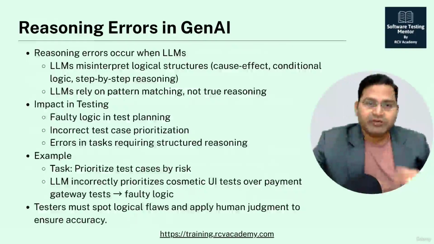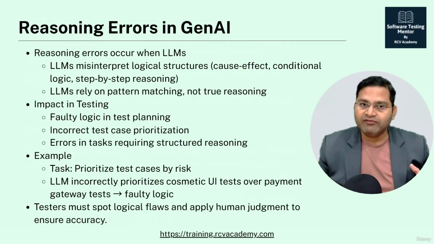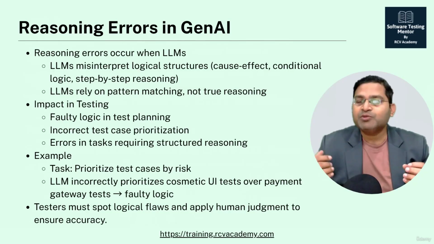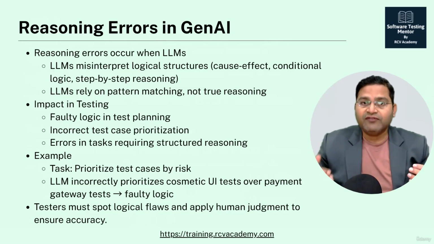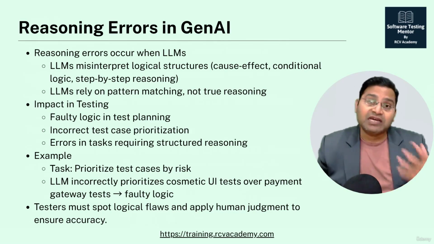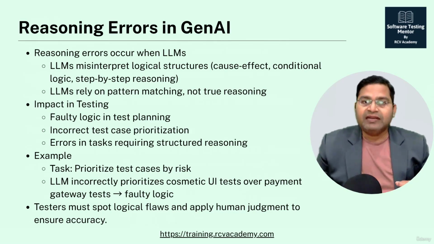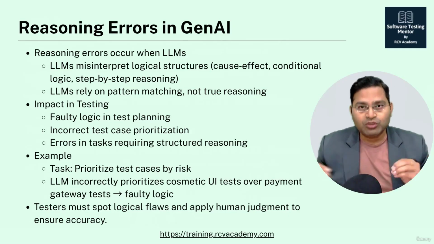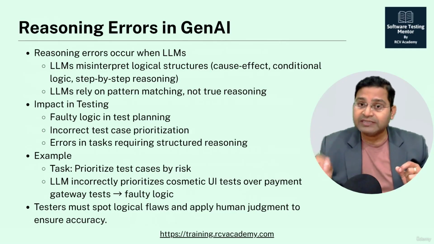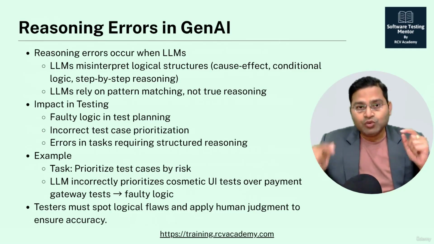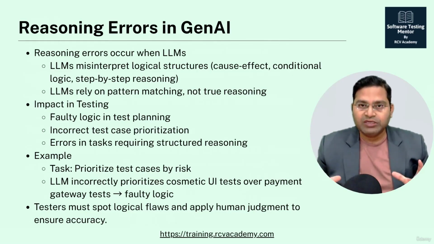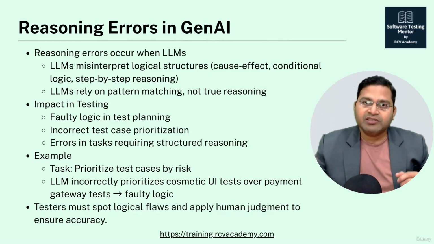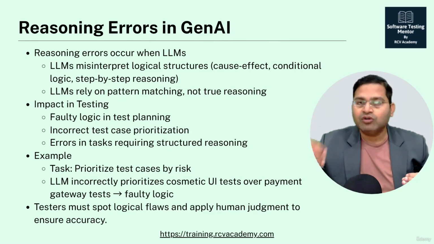Now if we talk about the reasoning errors that might be possible in generative AI. Reasoning errors occur when LLMs misinterpret logical structures, for example cause and effect, conditional logic, step-by-step reasoning. If any of these are misinterpreted by the large language model, you will get reasoning errors. LLMs rely on pattern matching and not true reasoning. The important thing is that you won't get true reasoning, because when you do the prompt, pattern matching is what LLMs rely on. So it's not true reasoning, as an educated person or a knowledgeable person in that field or domain would do.